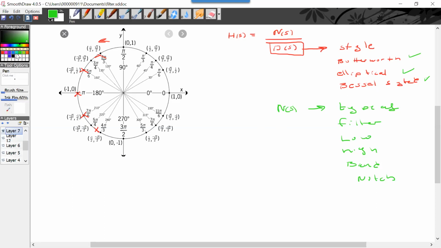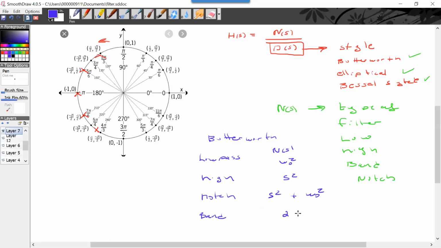And in our simple case, if we look at the Butterworth, in general, low pass N of S is like something omega squared, high is S squared, notch, and band is 2.